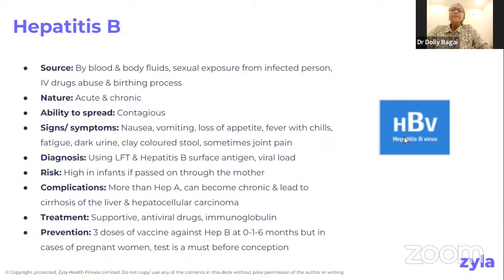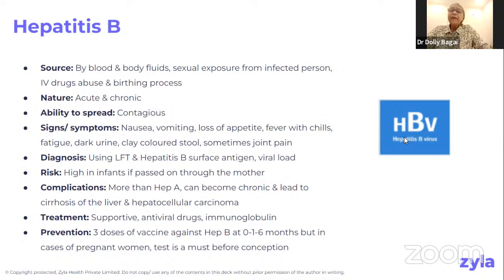What are the signs and symptoms of hepatitis B? Again, the same, because the liver is diseased. It is nausea, vomiting, loss of appetite, fever with chills, fatigue, dark urine, clay-colored stool, and sometimes joint pain.